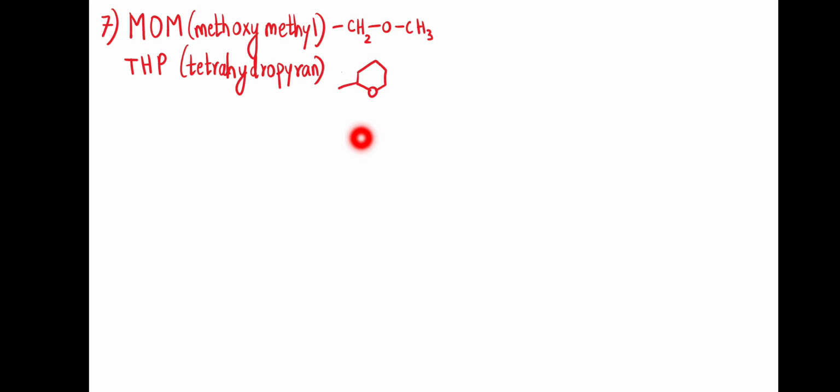Coming on to the other ether functional groups, there is something called MOM, methyl oxymethyl. Methyl is CH3, oxymethyl. This is MOM, and you use MOM chloride for the protection. Then there is THP, tetrahydropyran. This is the protecting group.